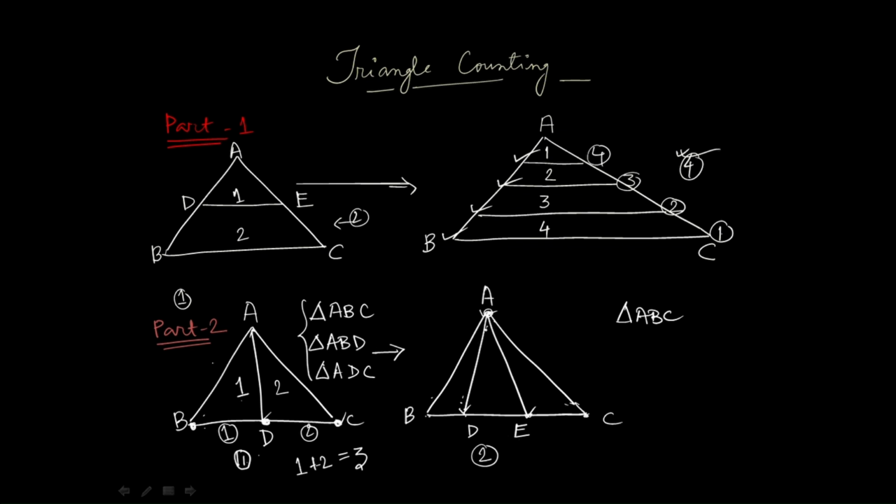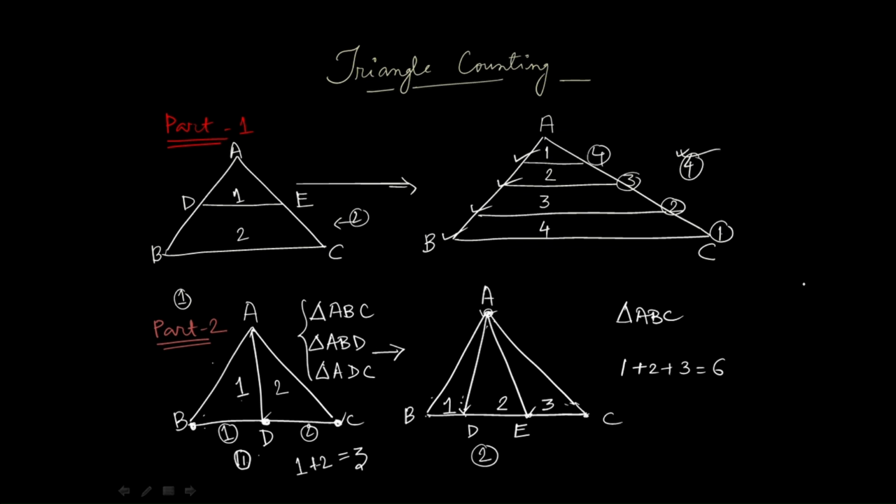In the second figure, in the same way, this baseline is divided into three parts. So if we follow the same logic, like 1 plus 2 equals 3, then this will be 1 plus 2 plus 3. So it is 6, right? There are 6 triangles.